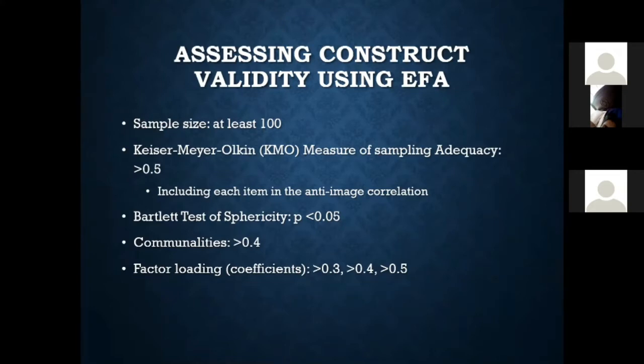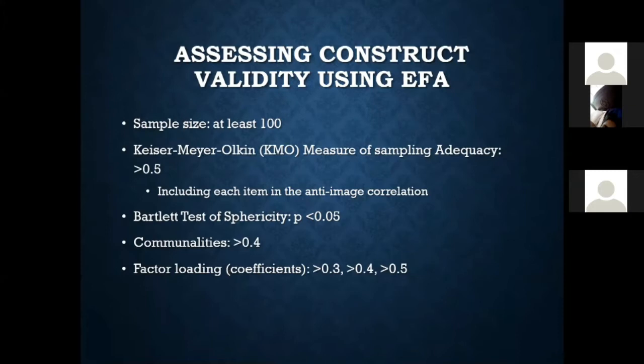Sample size should be at least 100. So we should look for the KMO, Kaiser-Meyer-Olkin measure of sampling adequacy, and then we should look for the Bartlett test of sphericity. We can look at the communalities, and we can determine the factor loading.